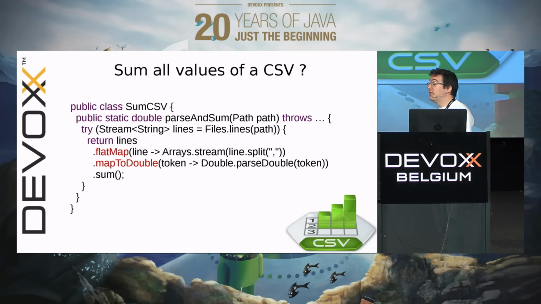Just a simple example. Let's say I have a CSV file and I want to sum all the values, all the lines of the file. This is how I can implement it using Java 8. Files.lines takes a Path. I don't know if you know what a Path is.